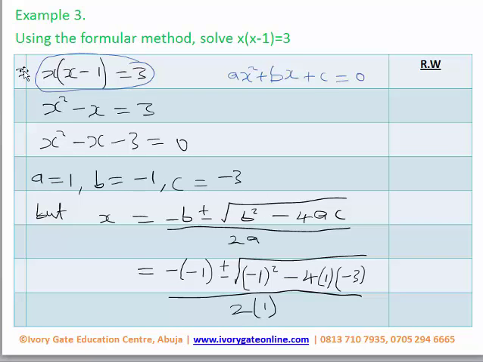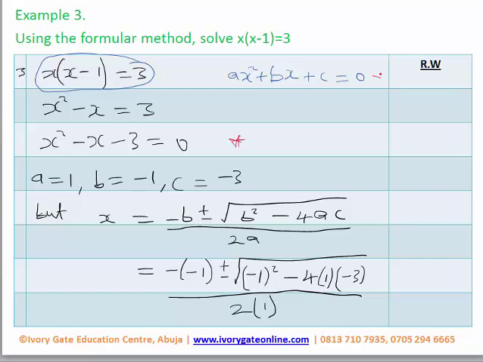In example number 3, we have another disguised form of an equation. We have x into x minus 1 in brackets equal to 3. So here we have, opening the bracket, x times x squared minus x times 1 minus x is equal to 3. So here we have x squared minus x, then the 3 bringing it over to the left hand side, we have minus 3 is equal to 0. So with this, it's now of the form of quadratic equation.